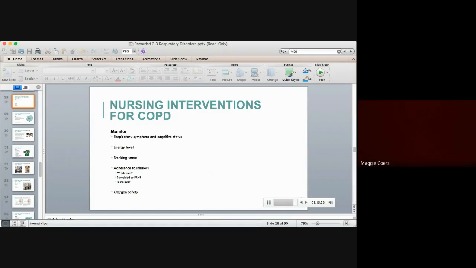we can do that. We also want to monitor and educate also about oxygen safety, things like falling over the tubing, if they're smoking when they're on the oxygen, do they have a fire extinguisher in the home?